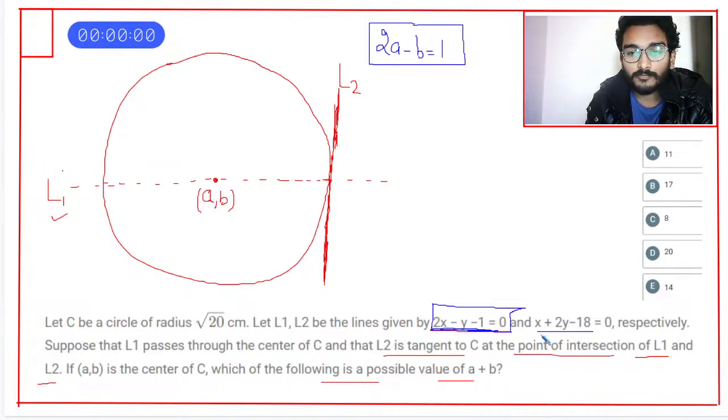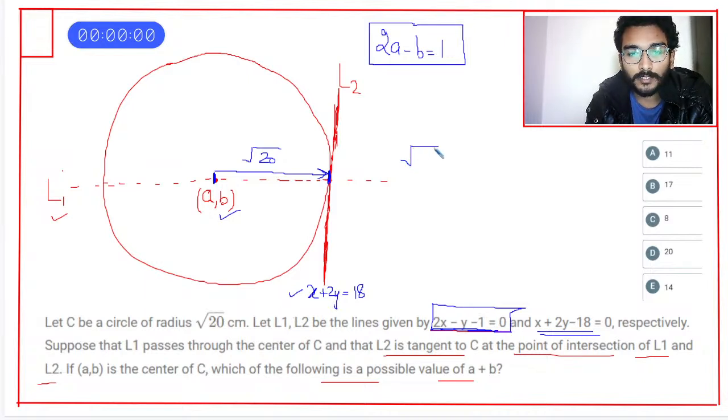Now I have an equation of L2. And I know one thing here that the radius is root 20. Now, how can I find the distance? Isn't it like the distance between the point and the tangent, or a perpendicular distance between a point and a line? This concept. So to find this distance, we know the equation of L2, which is this one. You have to find the distance of the point from the line.